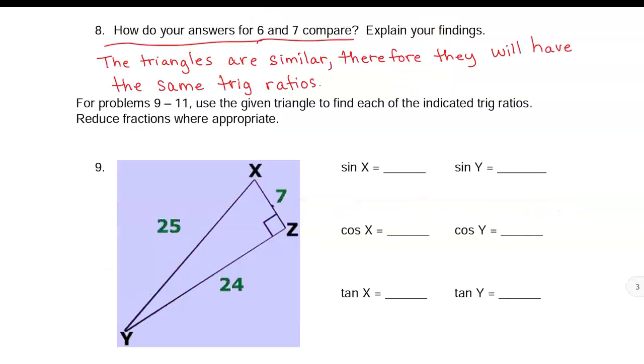Now I would like you to pause the video and do 9 through 11, and then turn the video back on to check your answers.